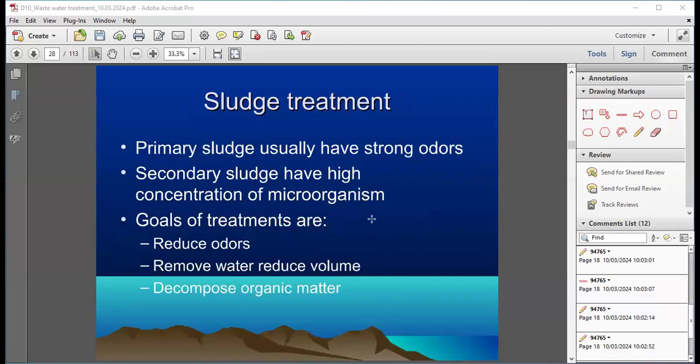Sludge treatment. Primary sludge usually has strong odors. Secondary sludge has a high concentration of microorganisms. Goals of treatment are to reduce odors, remove water, reduce volume, and decompose organic matter.